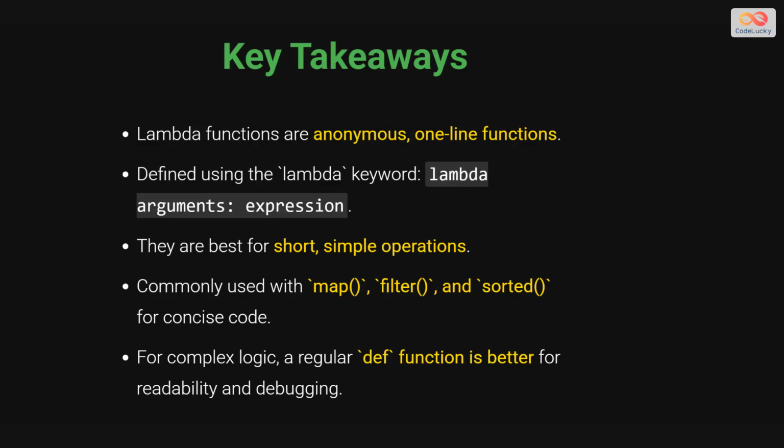To sum it all up, remember that lambda functions are anonymous, one-line functions. They're defined with the lambda keyword and are best suited for short, simple operations. They truly shine when used with functions like map, filter, and sorted. For anything more complex, stick with a standard def function for better readability and easier debugging.